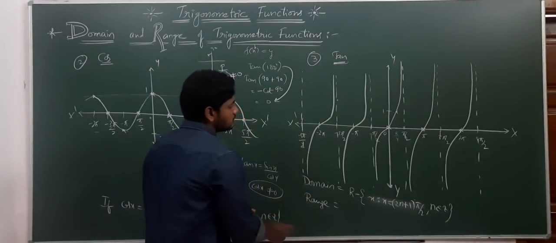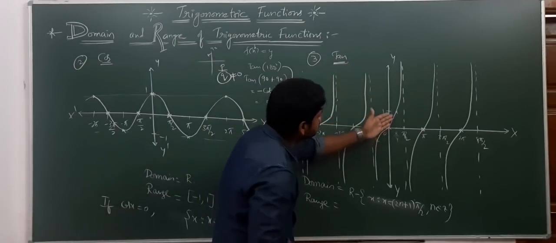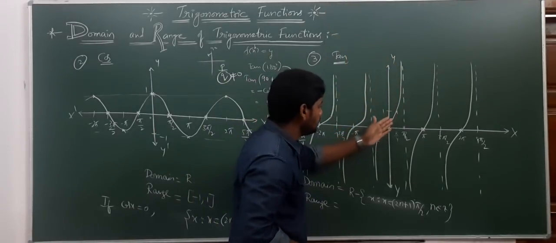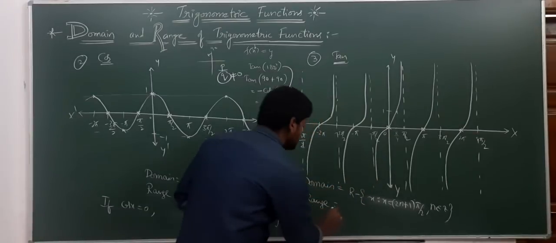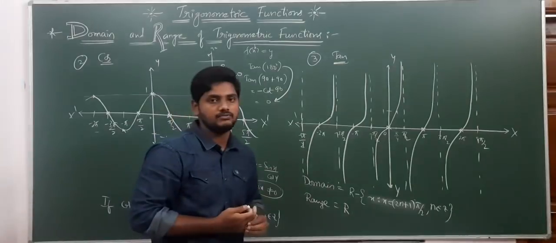But what is the range? Range is nothing but the y values. If you observe the y values, it goes up to infinity, and on the negative side also it goes to infinity. So the range is nothing but all real numbers, meaning minus infinity to plus infinity.